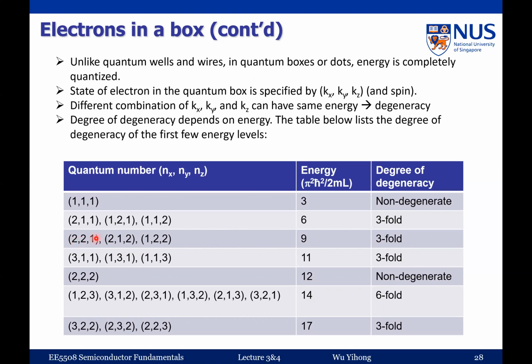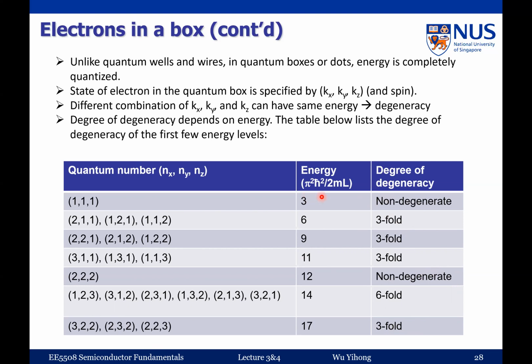You have 221, 212, 122. So the energy is 9 multiplied by this, and this is threefold degenerate. Right. Similarly, the next one is also threefold degenerate. And then you reach 222, and this is non-degenerate. And then above that, you have another state which is six-fold degenerate, and then threefold degenerate again. So on and so forth. You just move on, and then you can try to figure out the degeneracy.